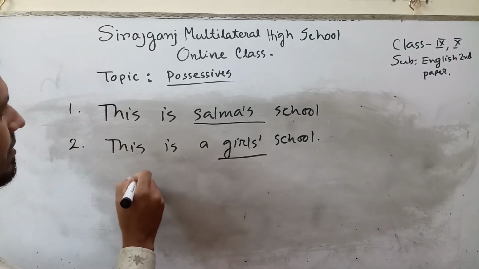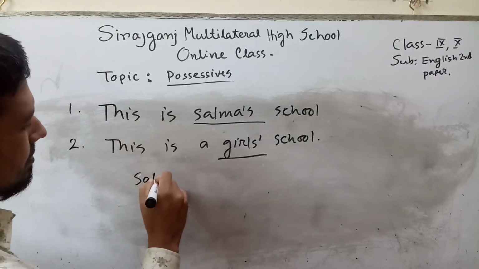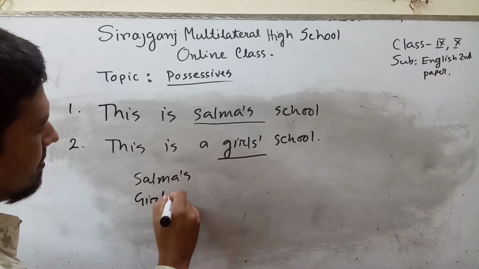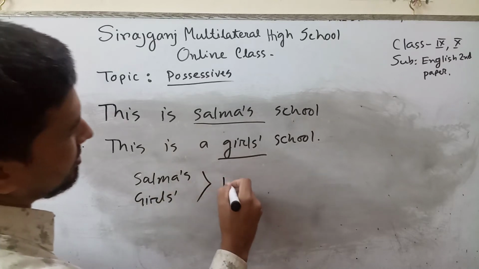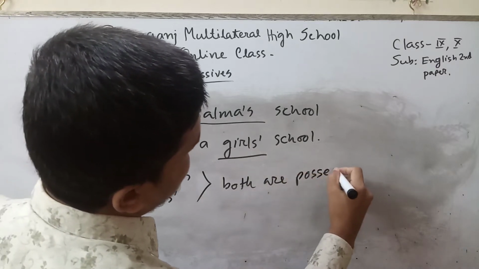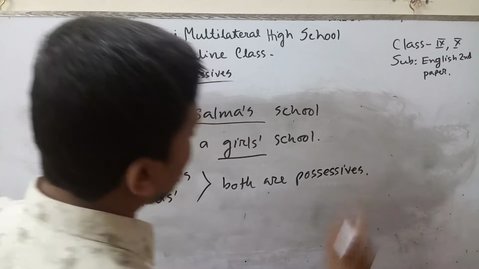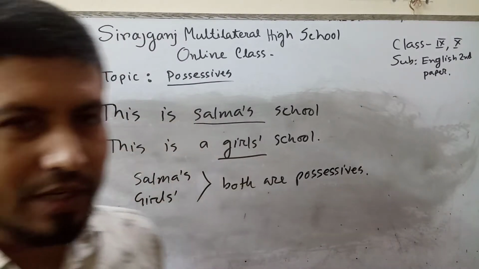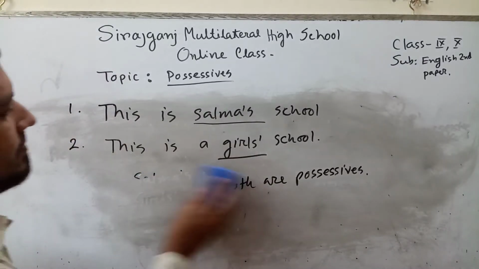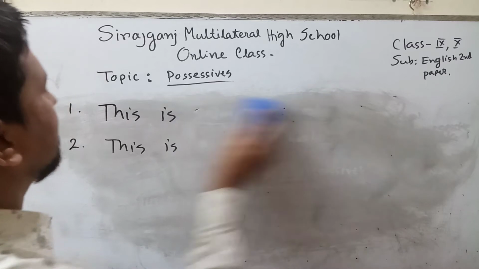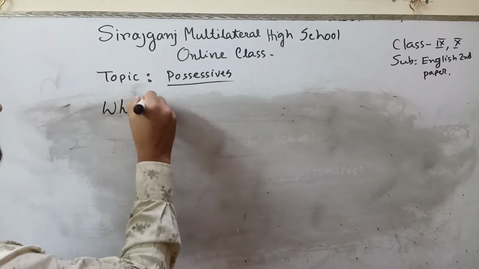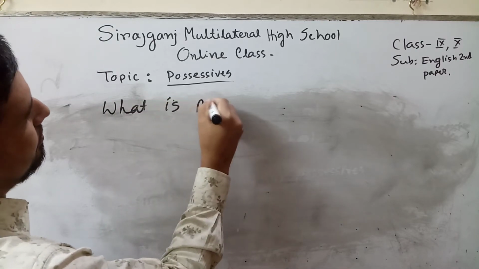Here, Salma's and girls' both are possessive. Now, a question may arise here. What is possessive?